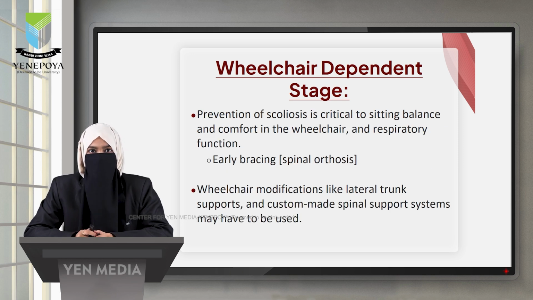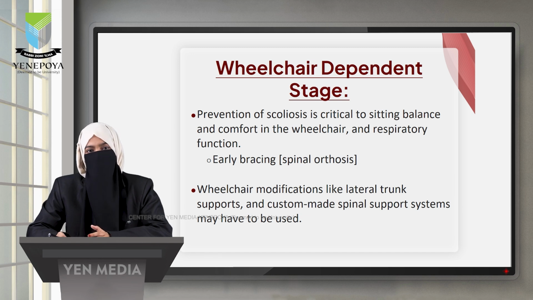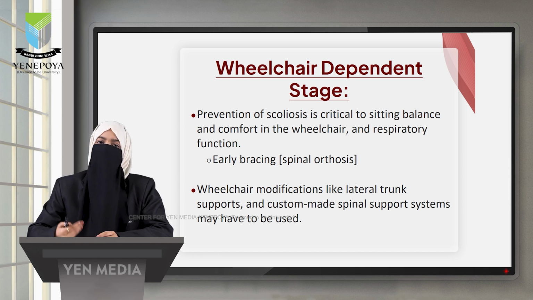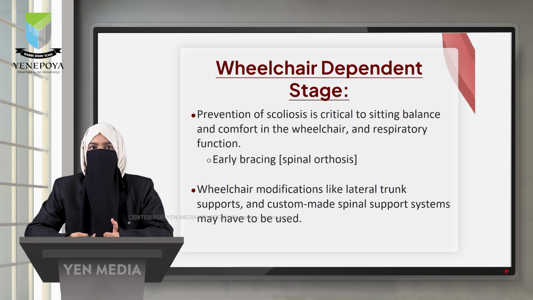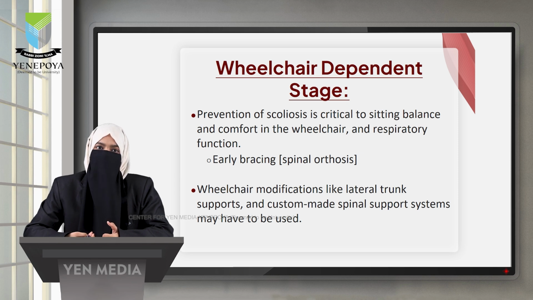Prevention of scoliosis is critical to sitting balance, comfort in a wheelchair, and respiratory function. Usually when the baby starts using the wheelchair for a long period of time, they are prone to get scoliosis. So how do you prevent that? We prevent that by making sure that the wheelchair has modifications such as lateral trunk supports and custom made spinal support systems, which can also help relieve pressure sores and improve respiratory function, and also early bracing.